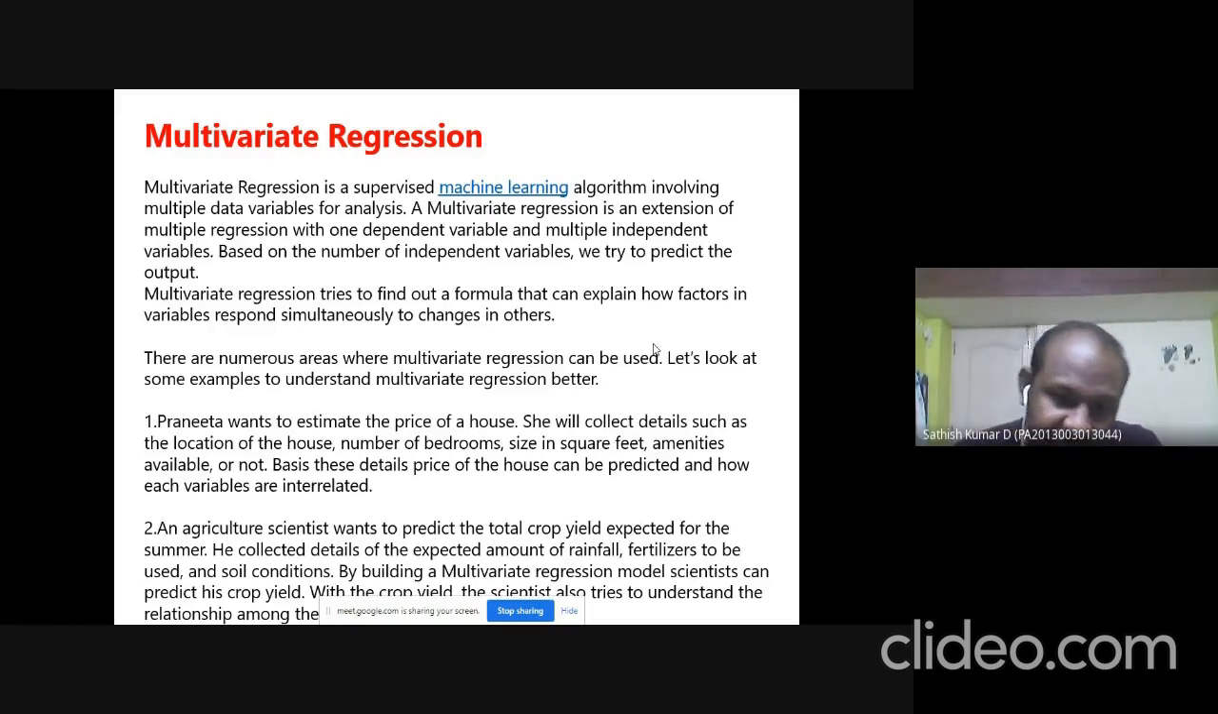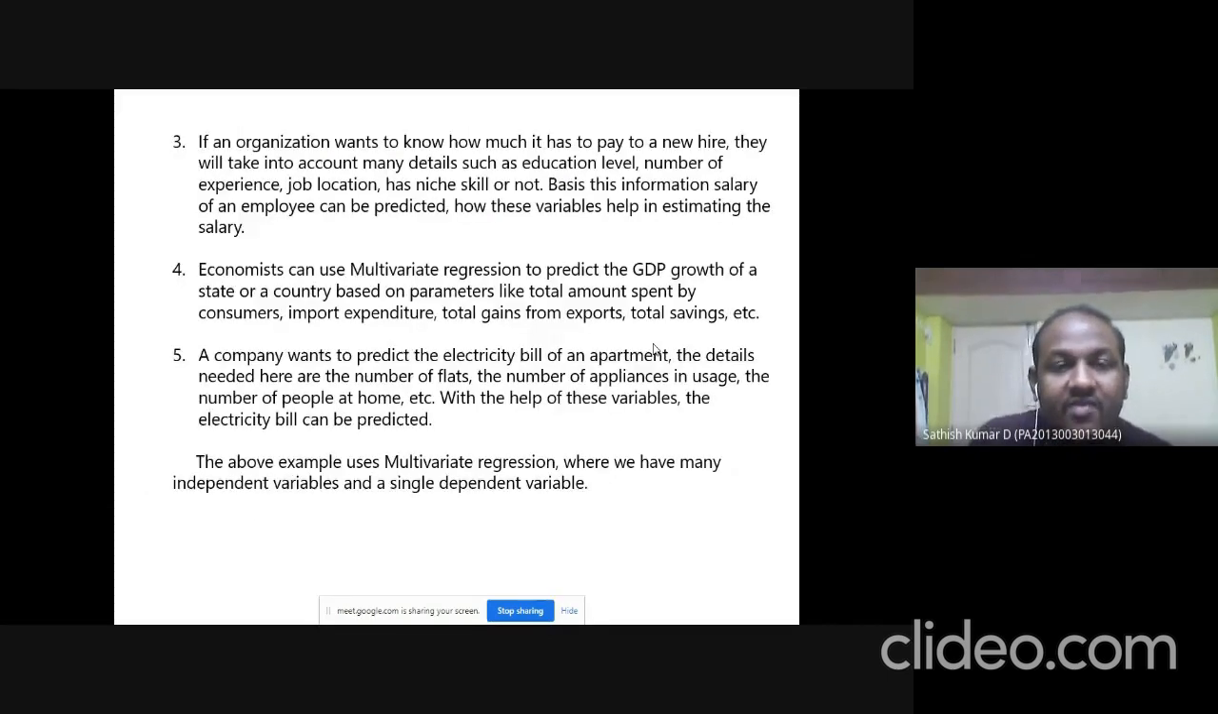An agriculture scientist wants to predict the total crop yield expected for the summer. He collects some of the details related to the yield. If an organization wants to know how much it has to pay a new hire, it will take into account many details such as education level, years of experience, job location, skills, etc. Economists can use multivariate regression to predict the GDP growth of a state or a country based on parameters like total amount spent by consumers, import expenditure, total gains from exports, total savings, etc.